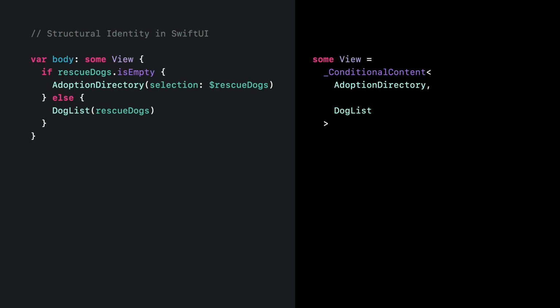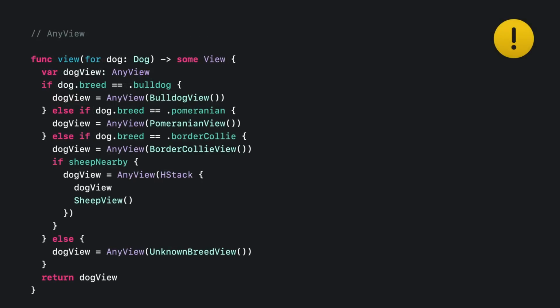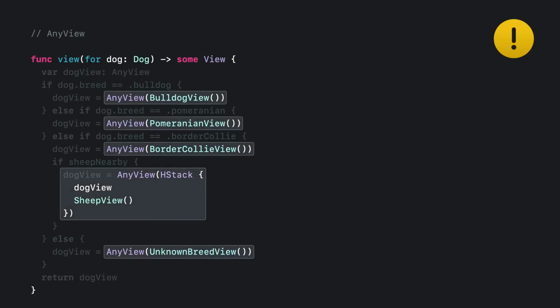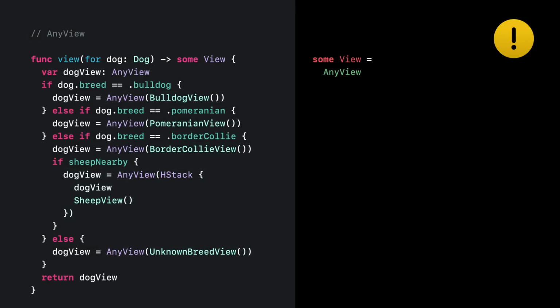Now, let's look at a different example, one that uses AnyView extensively. This is a helper function I've written to get a view that represents a dog's breed. Each conditional branch in the function returns a different kind of view, so I've wrapped them all in AnyViews because Swift requires a single return type for the whole function. Unfortunately, this also means that SwiftUI can't see the conditional structure of my code. Instead, it just sees an AnyView as a return type of the function.